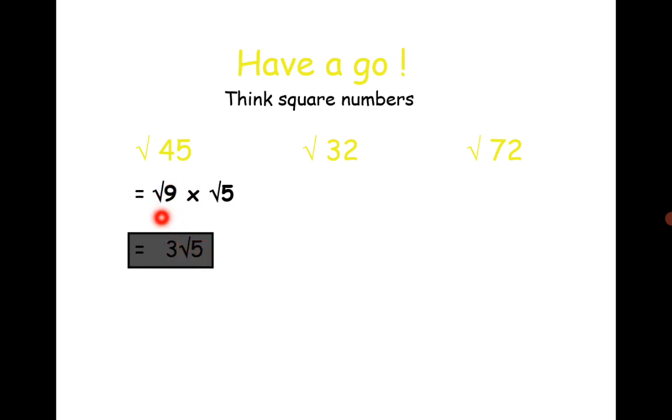Written as a mixture of a rational number and a surd. What about root 32? Root 32 is just the same as root of 16 times root 2. What's root of 16? Root of 16 is 4. Therefore, root 32 is the same as 4 root 2.